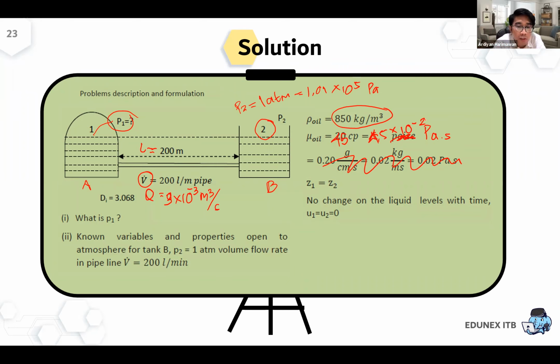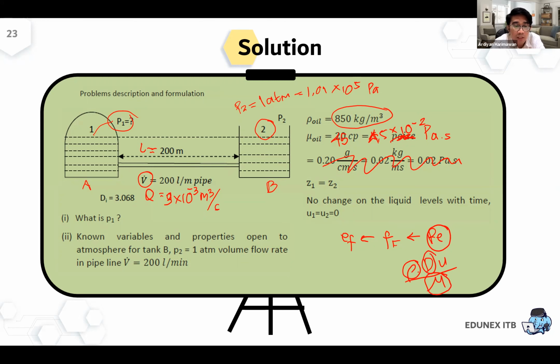Okay, now you want to calculate EF, right? Before you can calculate EF, you need to calculate the friction factor. Before you can find the value of the friction factor, you need to know the value of Reynolds number. Reynolds number is a function of density, diameter, velocity, and viscosity. Density, you already have the number. Viscosity, you already have the number.